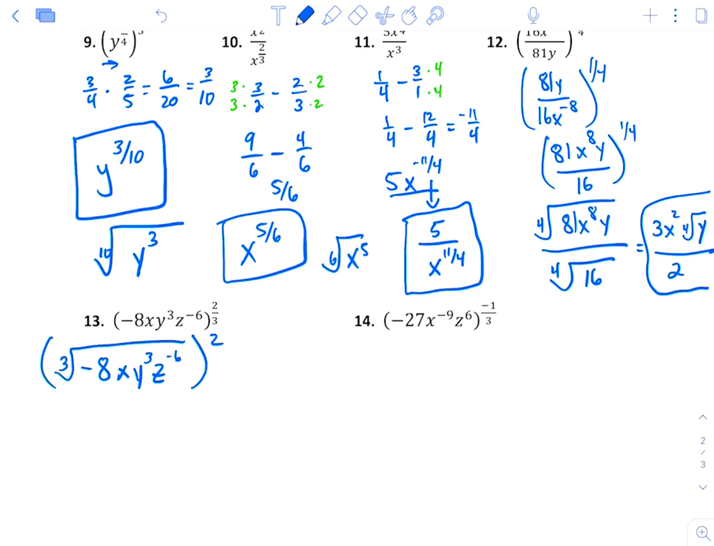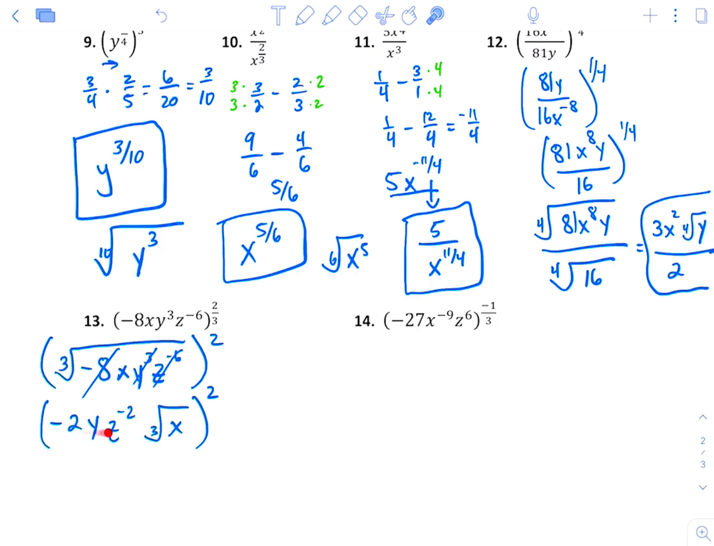Okay. So the cubed root of negative 8 will be negative 2, so that's going to come out of our radical. I can't do anything to simplify the x, so that's going to stay inside. 3 divided by 3 will be a 1, so I'll have y to the first. Negative 6 divided by 3 will be negative 2, so z to the negative 2, and then I will still have the cubed root of x, still in parentheses, squared.